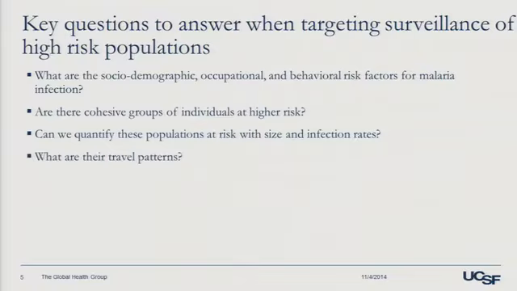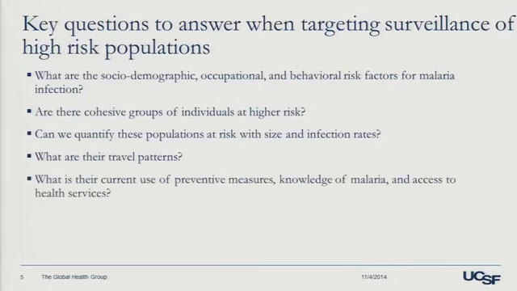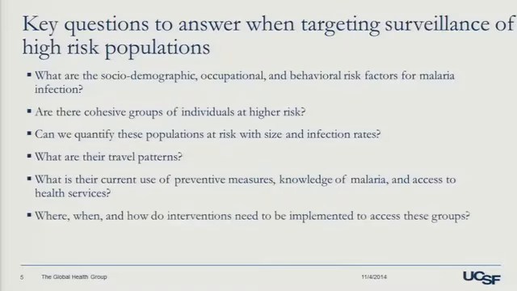And what are their travel patterns? Obviously we're going to talk a lot about mobility when we're talking about high-risk populations. How do they move? Do they move more subnationally or across international borders? What is their current use of preventive measures? Do they have a high knowledge of malaria or not? Do they have access to health services, or are they hard to access?